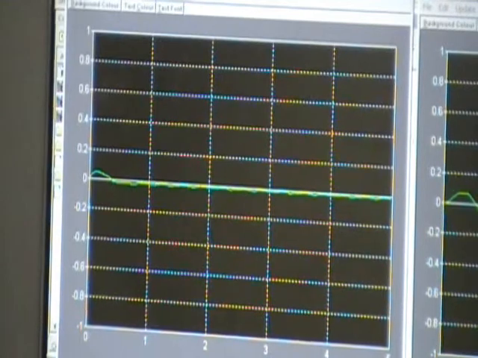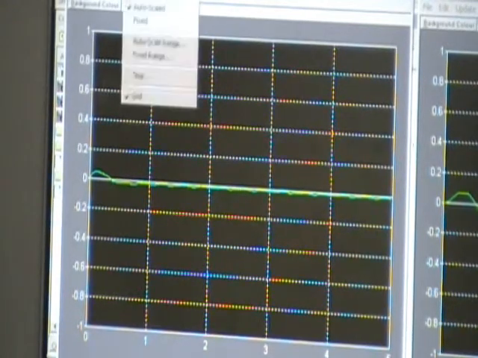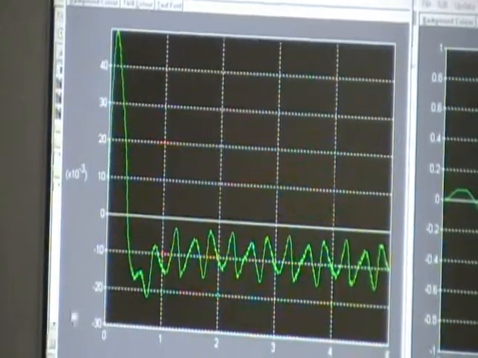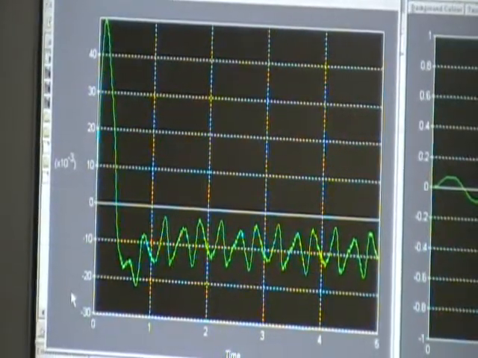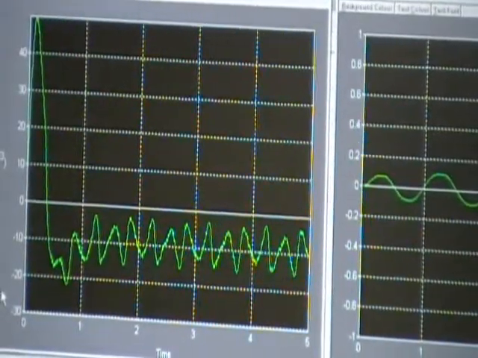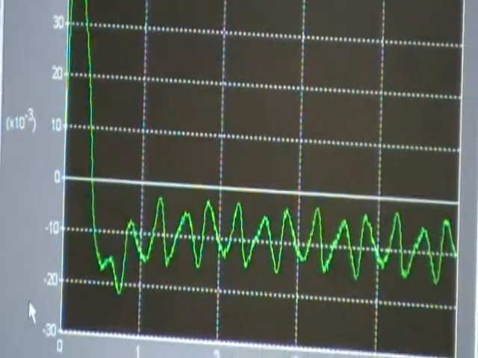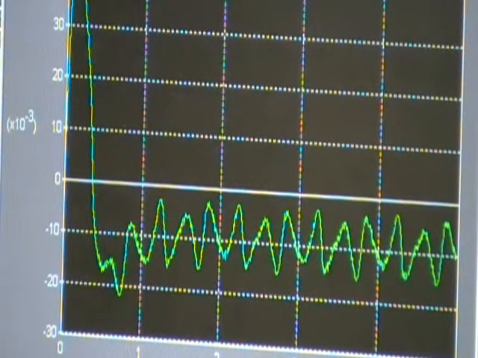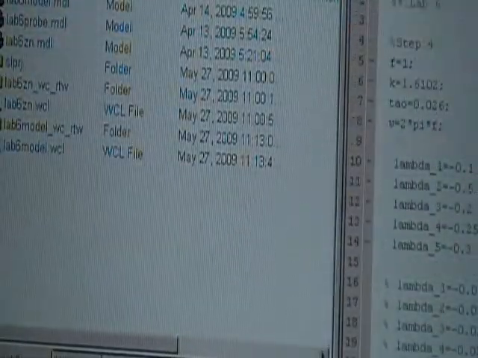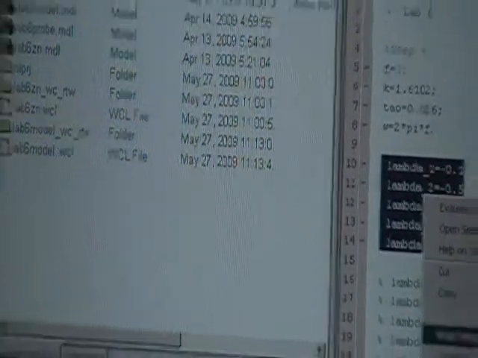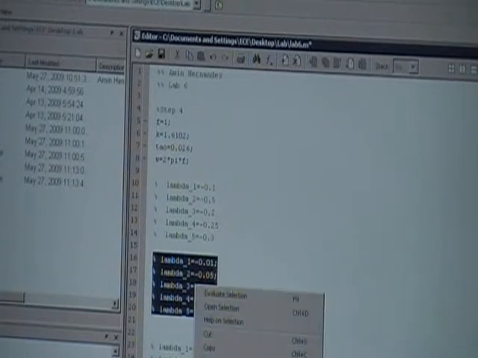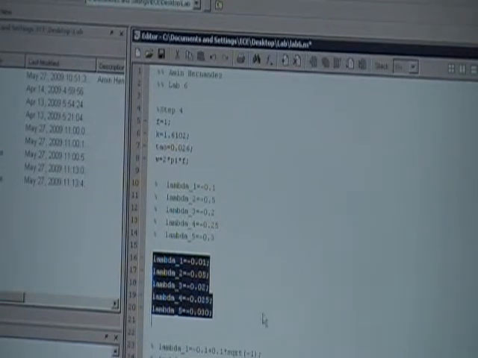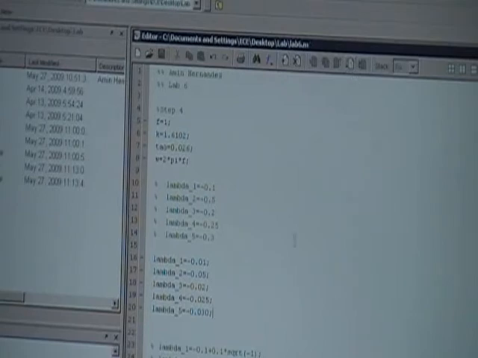Yeah. Can you do an auto scale on that? As you can see, the average value is around 10 to the minus 3, and it's even lesser. In fact, it's like 5 to the minus 3. So if you play around with your lambdas, you can get it to go even smaller. Better. Yeah, so let's play with another one. Let's see. Run the code. Okay.